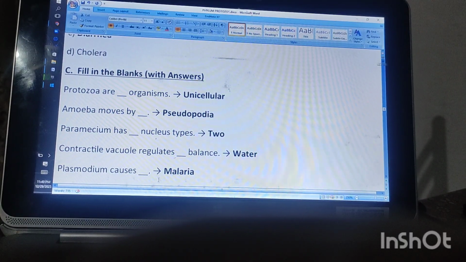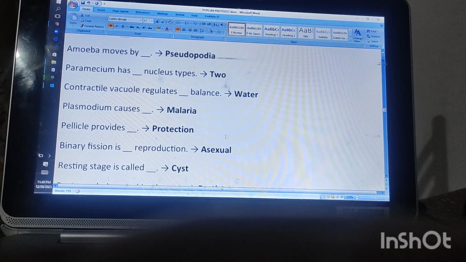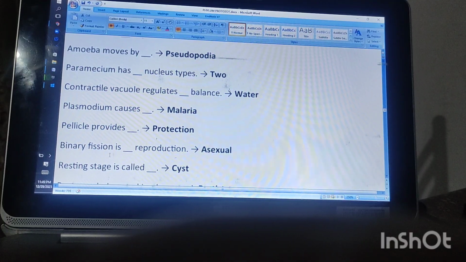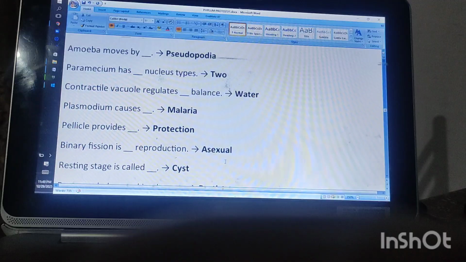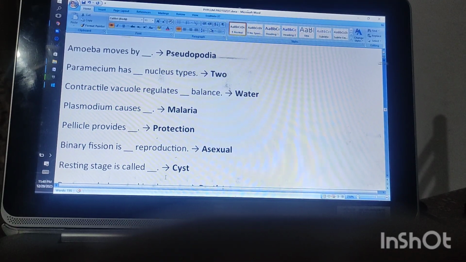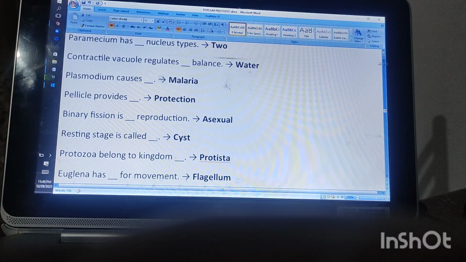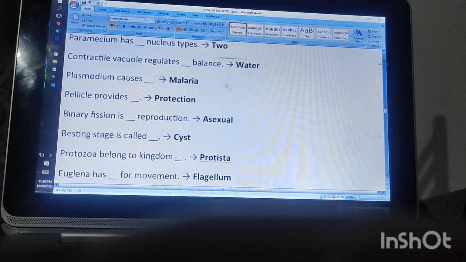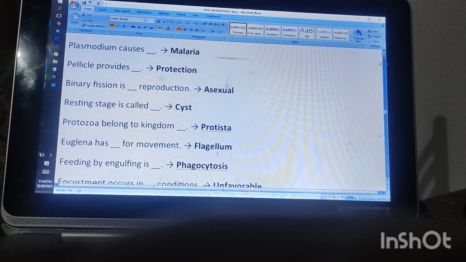Plasmodium causes malaria. Pellicle provides protection in the case of paramecium and euglena, both of these. Binary fission is dash reproduction, asexual, as we discussed before. Resting stage is called cyst. Protozoa belong to kingdom Protista. Euglena has dash for movement, flagellum.